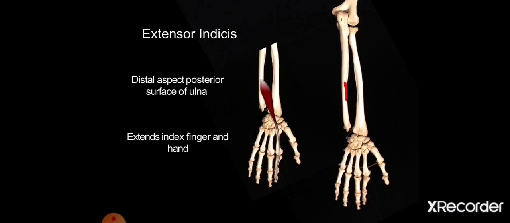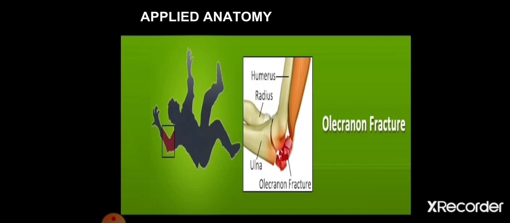Next is the extensor indicis. It arises from the lower 1/3 of the posterior surface of the ulna, and it is for the extension of the index finger. Now come to the applied.